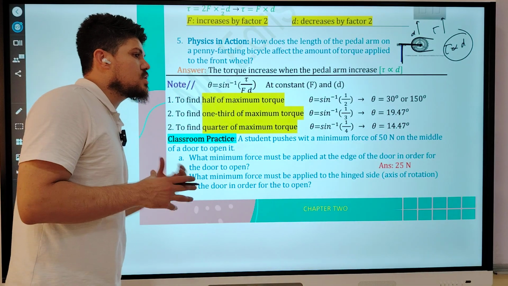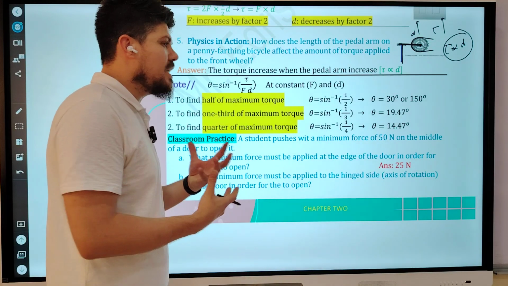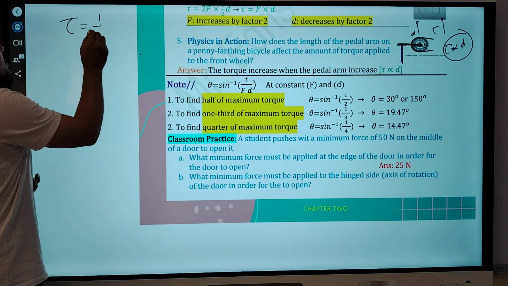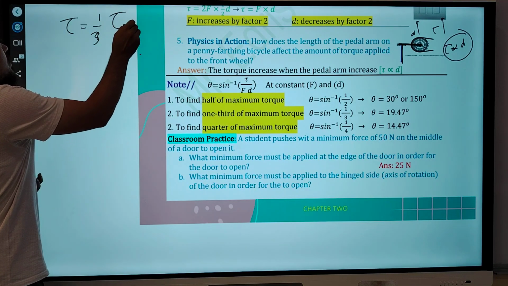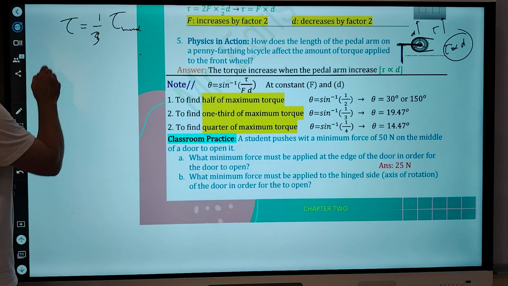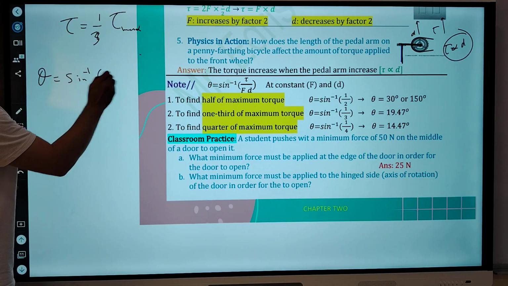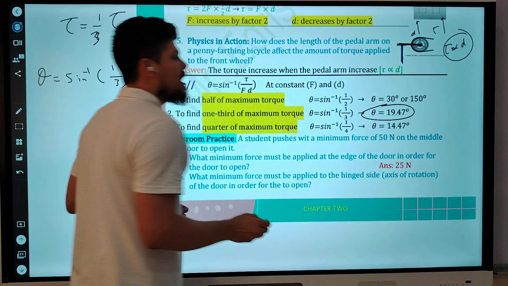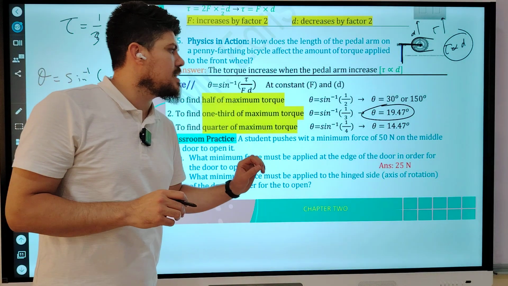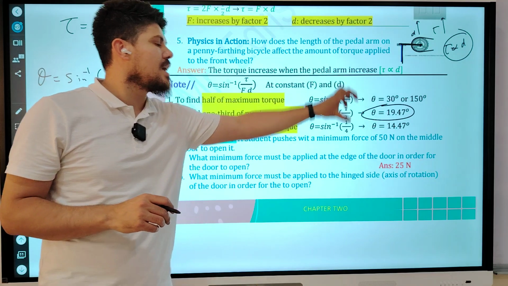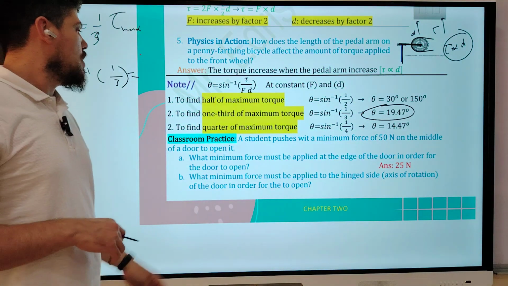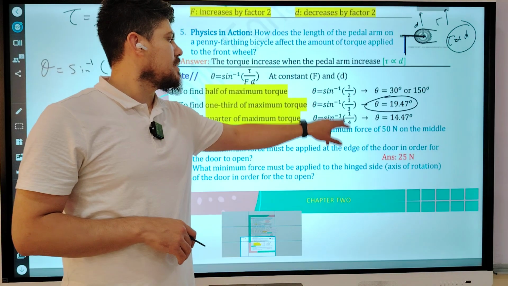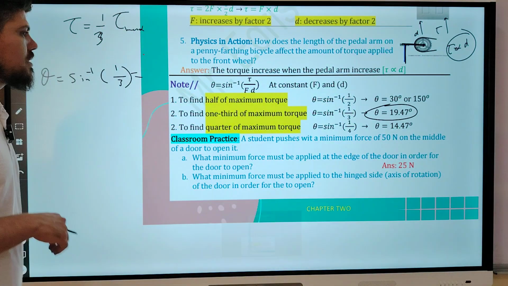Another question: when does torque become 1/3 of its maximum value? Torque is equal to 1/3 of the maximum value, so you have to write down theta is equal to sine inverse of 1/3. At this angle, at constant force and distance, the torque becomes 1/3 of its maximum value. When does the torque become a quarter of its maximum torque? When the angle is 14.47 degrees.